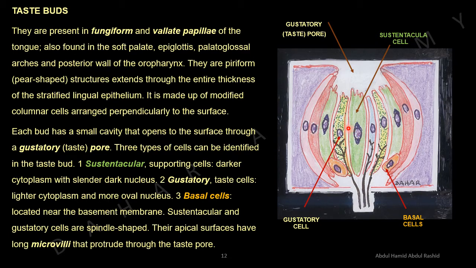Sustentacular and gustatory cells are spindle in shape. You can see spindle shaped. Their apical surfaces have long microvilli that protrude through the taste pore.